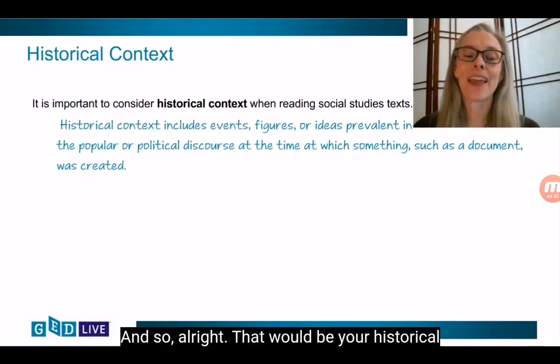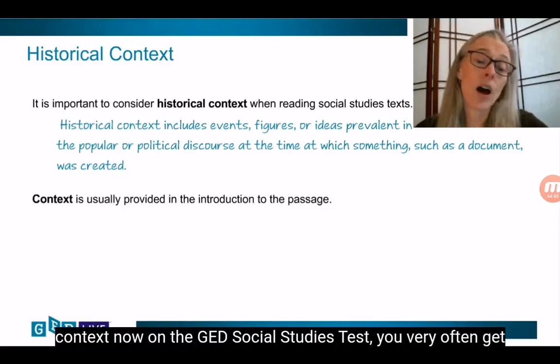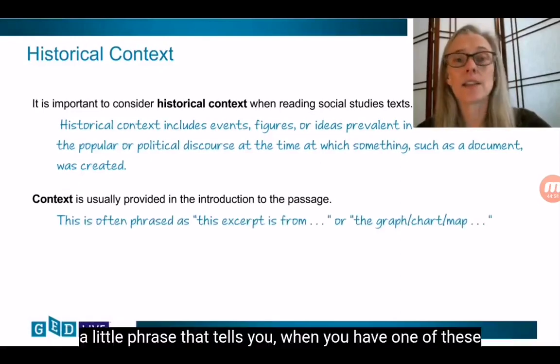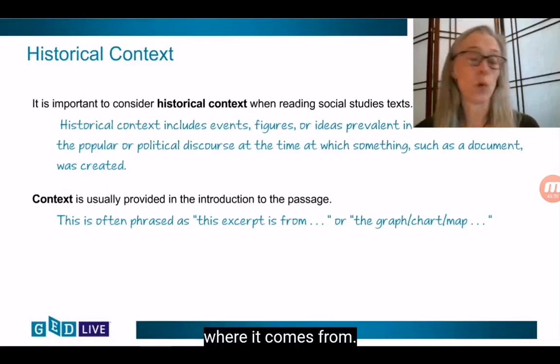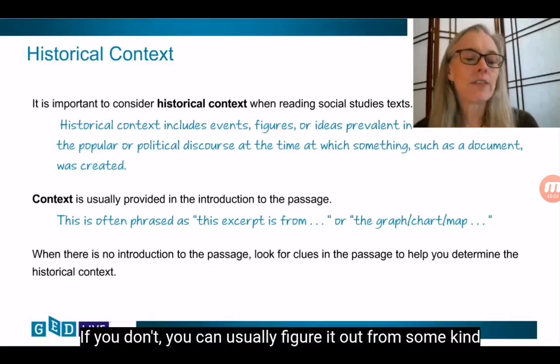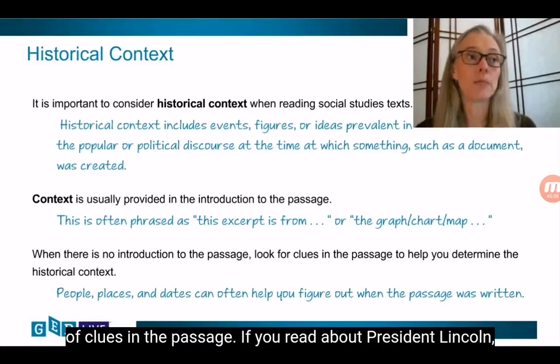And so, all right, that would be your historical context. Now, on the GED Social Studies test, you very often get a little phrase that tells you when you have one of these primary historical sources where it comes from. If you don't, you can usually figure it out from some kind of clues in the passage.